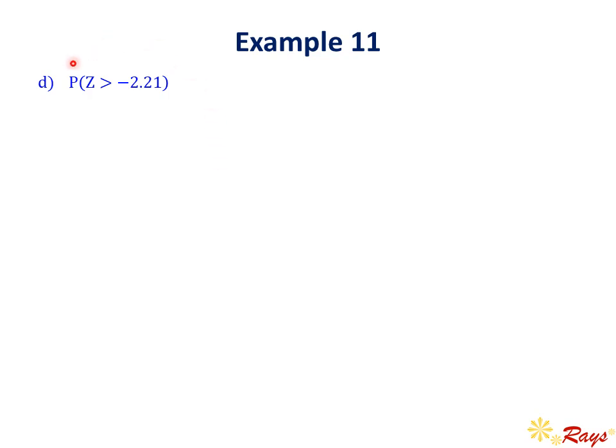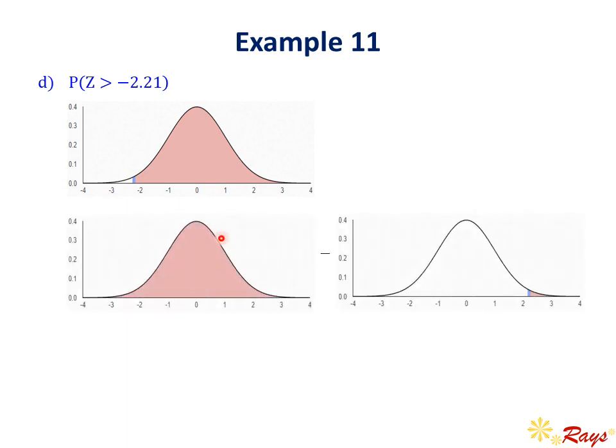Question D. Find the probability of Z greater than negative 2.21. This time, Z is greater than a negative value. We can observe here that when Z is greater than the negative value, the area actually crosses over from the left hand tail to the right hand tail. So the easier way to find the probability for this is by taking the whole area, which has probability equal to 1, minus the small area here, which is this one.